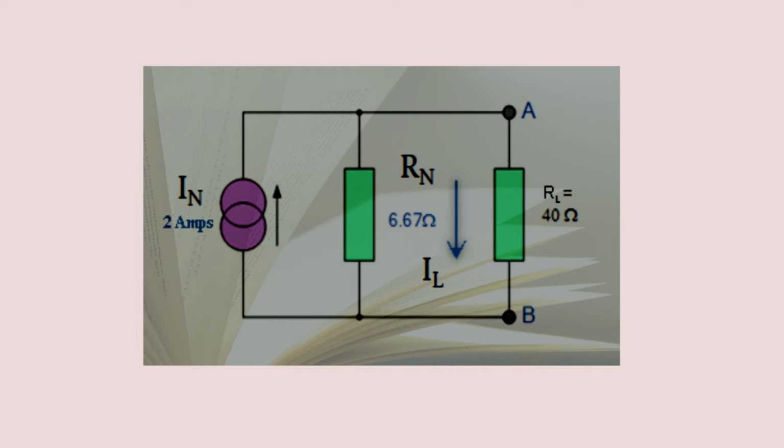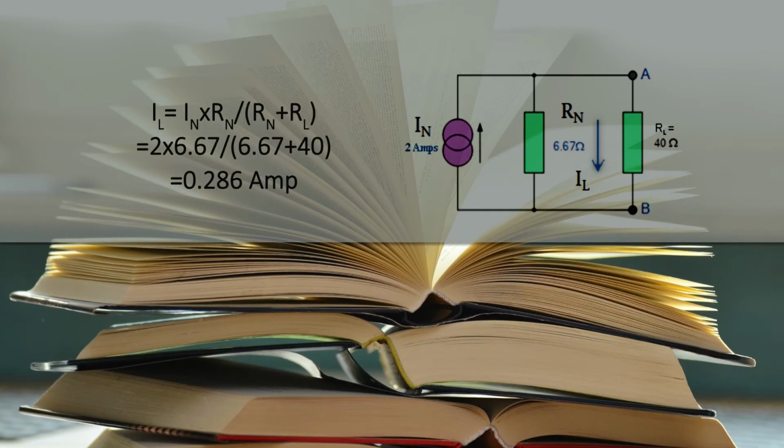Again this load current can be calculated by just applying the current division rule. So IL is equal to IN multiplied by Rn upon Rn plus RL. What is this Rn? Rn is the resistance opposite to the branch AB.